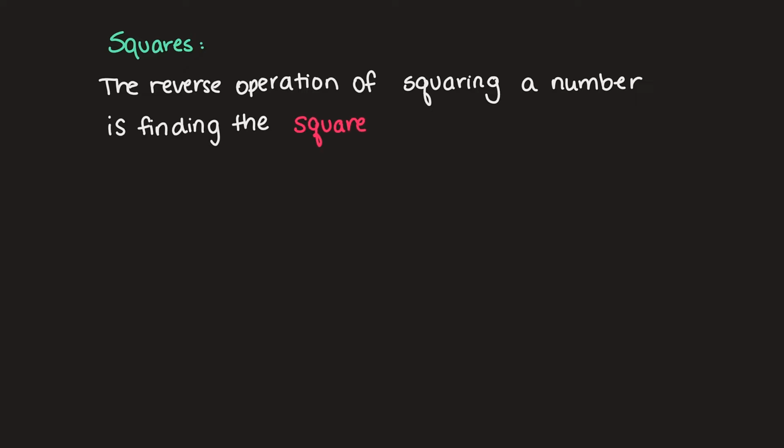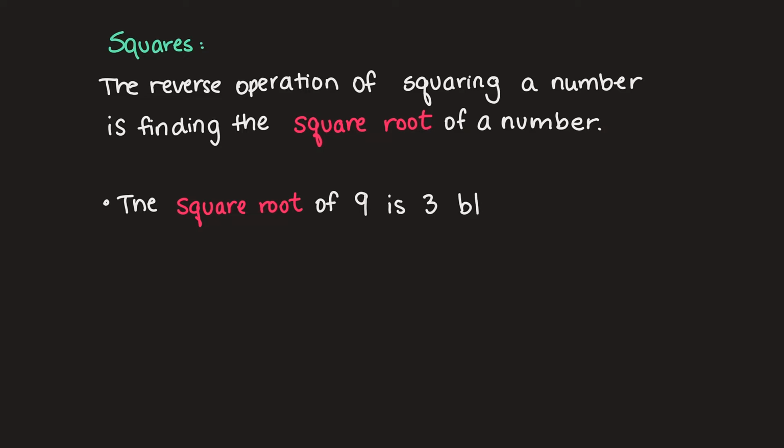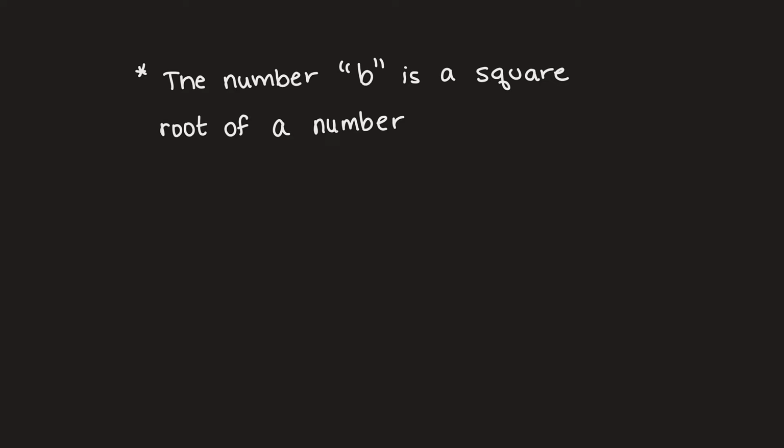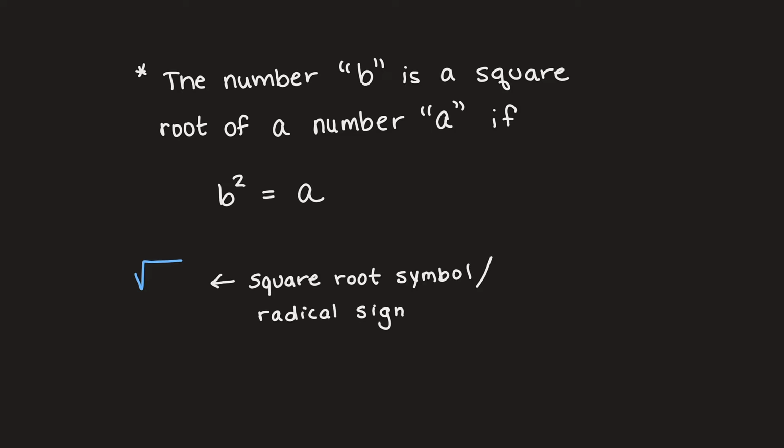So we'll start with squares, and the reverse operation of squaring a number is finding the square root of a number. So the square root of 9 is 3 because 3 squared is equal to 9. And the square root of 25 is 5 because 5 squared equals 25. So in general, the number b is a square root of a number a if b squared is equal to a. And we use this symbol to denote the positive square root of a number, and this symbol is called the square root symbol or the radical sign.